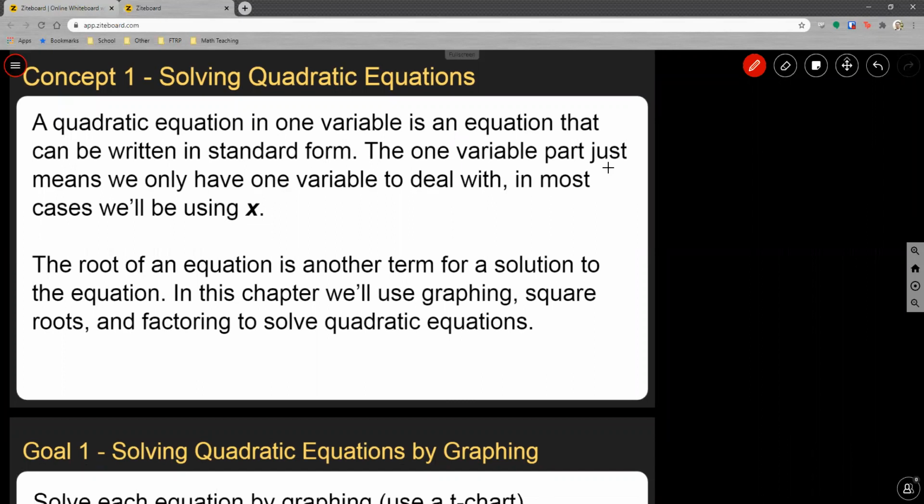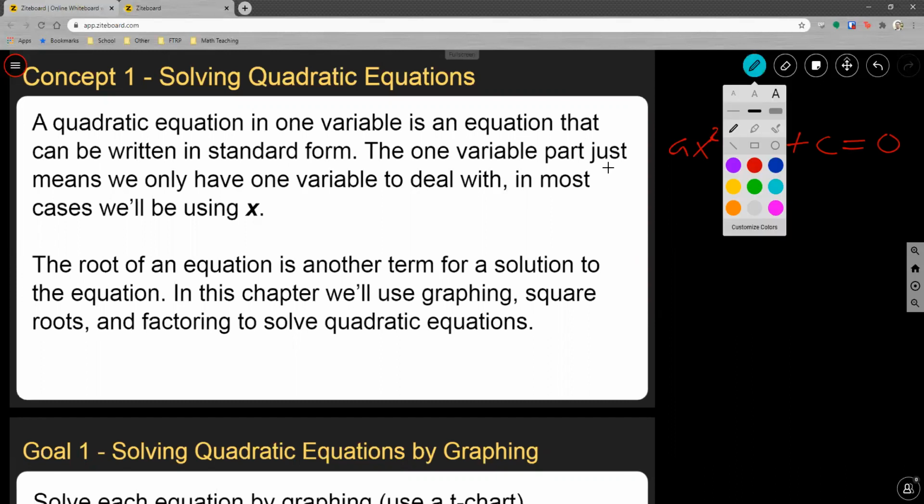A quadratic equation in one variable is an equation that can be written in standard form. So we already know standard form for a quadratic looks like this: ax squared plus bx plus c. And when we're dealing with equations, that means we're setting it equal to some value. A lot of the time it's going to be 0. The one variable part just means that we're only dealing with one variable, which is going to be the case in almost all situations. In this case, we're going to be dealing with x. It could be y, it could be z, but there's going to be only one variable in these equations.